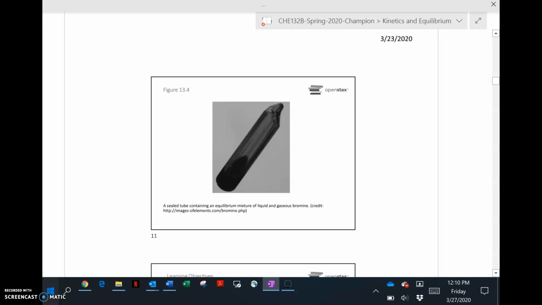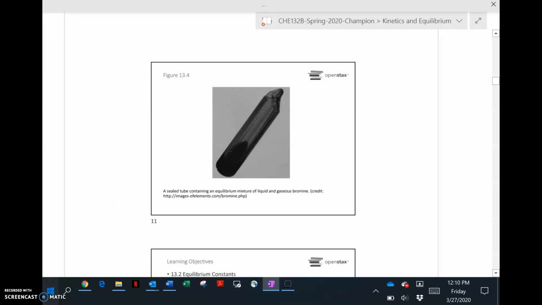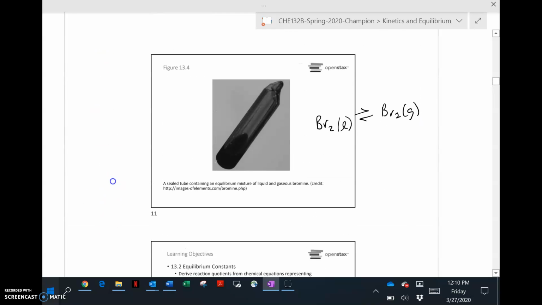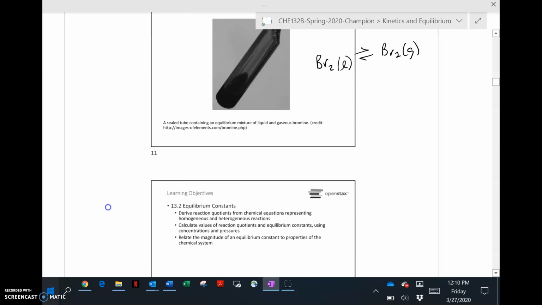So, all right, this is again another image that looks better in color, looking at an equilibrium mixture of liquid and gaseous bromine. So we're talking about Br2 liquid in equilibrium with Br2 gas. And I think I put the color version down here. Maybe I didn't, but the color version's in the textbook. You can take a look at that.